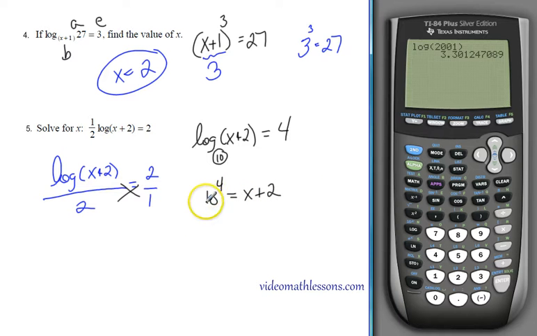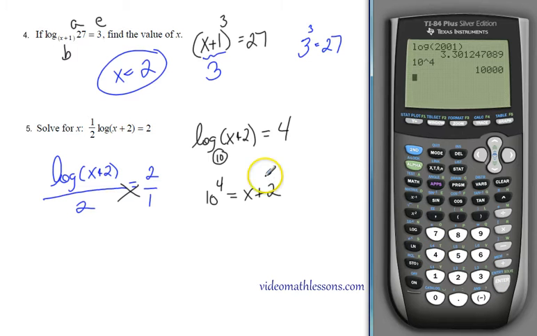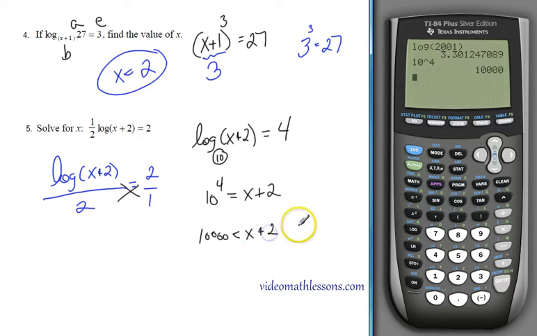Now, either you know the trick where if it's 10 to a power, you just add that number of zeros, so it's 4 zeros, or just use your calculator. 10 caret 4. Hit enter, and like we said before, it'd be 10,000, 4 zeros, equals x plus 2. And when I move that 2 over, subtract 2 from both sides, now we get this: 9,998 is our answer. That's a pretty big number.